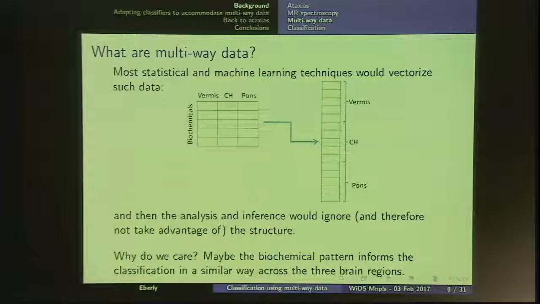So maybe that's okay. Why do I care? In the ataxia example, maybe the biochemical pattern that's informing the classification I'm going to do is actually pretty similar for some of the brain regions, or all of the brain regions. So it should be to my advantage to have the algorithm know what that underlying structure is. There may be examples where that underlying structure doesn't actually inform, but there are likely to be examples where it does.